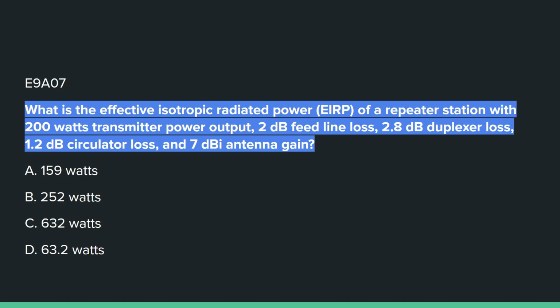E9A07, what is the effective isotropic radiated power of a repeater station with 200 watts transmitter power output, 2.00 dB feed line loss, 2.8 dB duplexer loss, 1.2 dB circulator loss, and 7 dBi antenna gain? It's B, 252 watts.